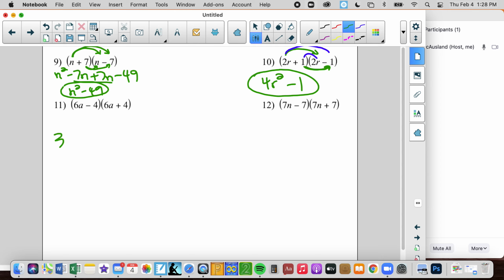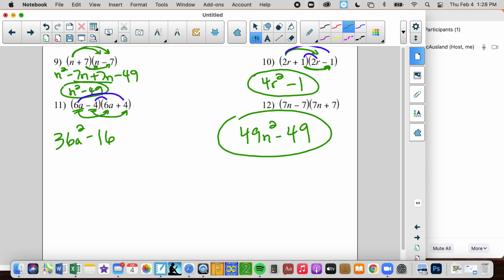So here you would have 36a squared minus 16. And so you're only doing those two products. You are cognizant that they are conjugates, that the negative 24a and the positive 24a would cancel. My outside and inside cancel. So number 12 would be 49n squared minus 49. Look at that one.